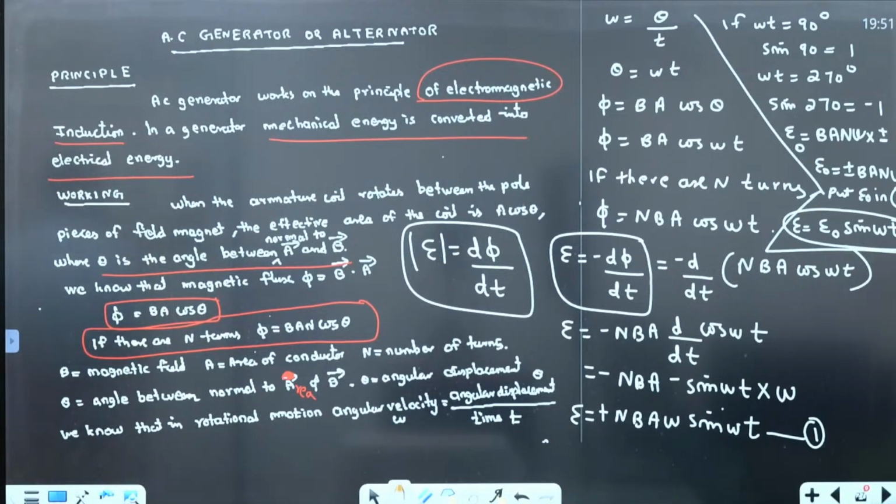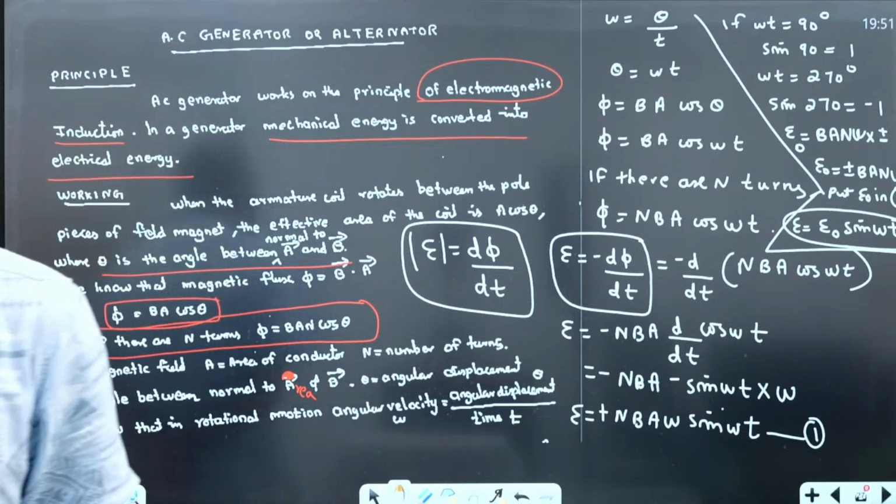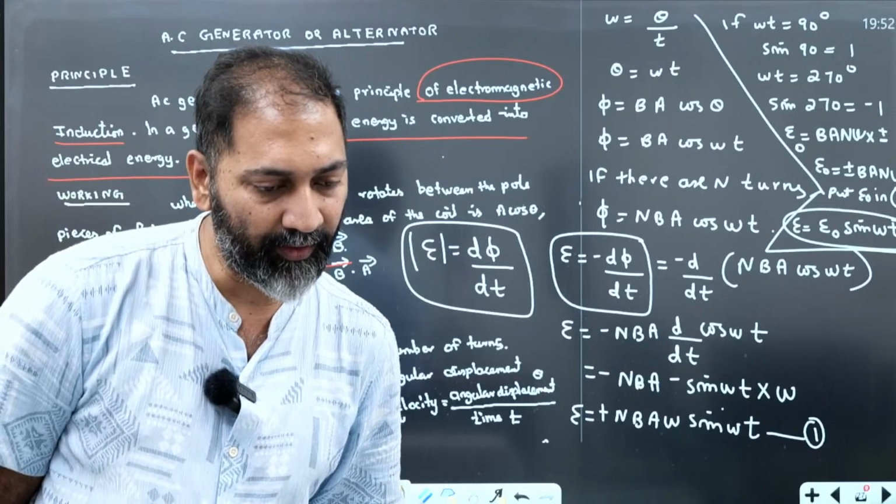Makkale, this equation, this derivation is very important. AC generator derivation: derive an expression for instantaneous EMF, or derive an expression for induced EMF in an AC generator. It's a repeated question. What is that equation? E is equal to E0 sin omega t.